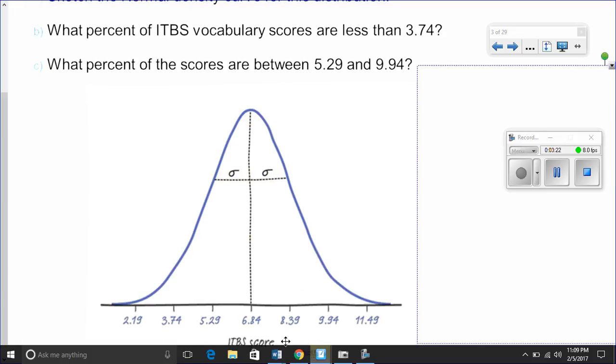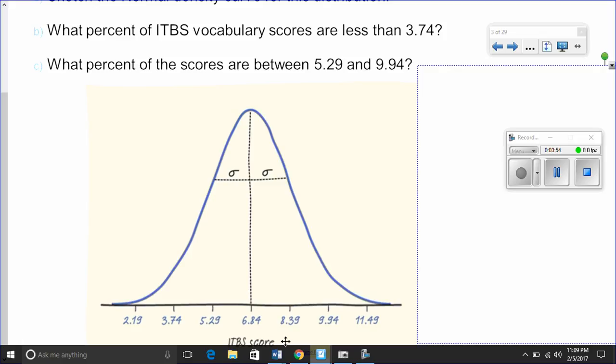So 6.84 is right there in the middle. If you add 1.55, you get 8.39. If you add 1.55 again, you get 9.94. And then a third time, you get 11.49. Then if we start back at the mean 6.84 and we subtract 1.55, we're going to get 5.29. Subtract a second time, 3.74, and then a third time to get 2.19. And so this kind of just gives us a sketch of the normal curve for this problem.